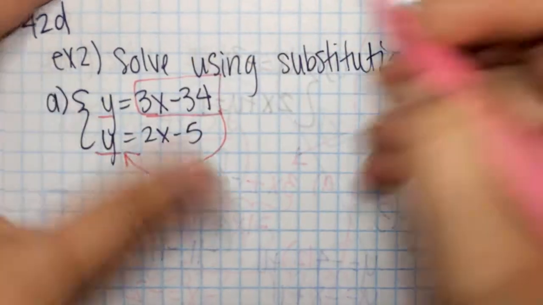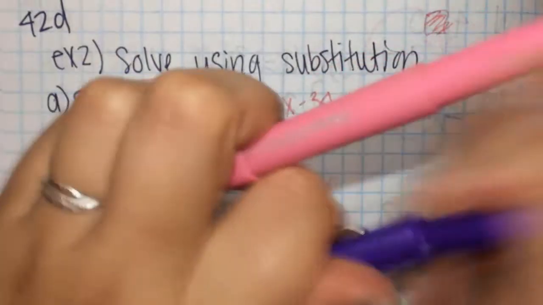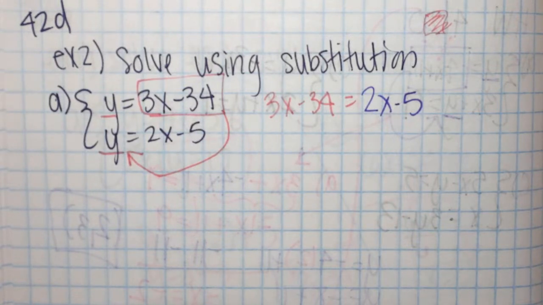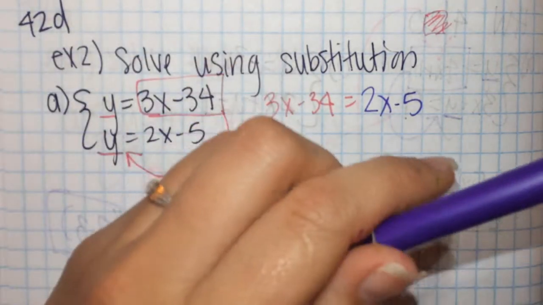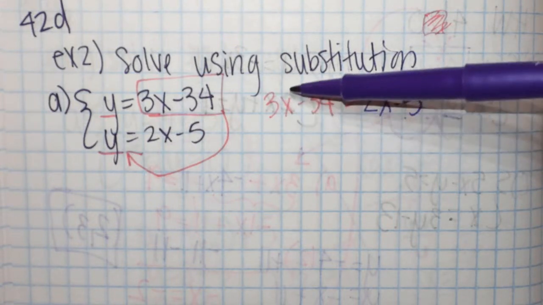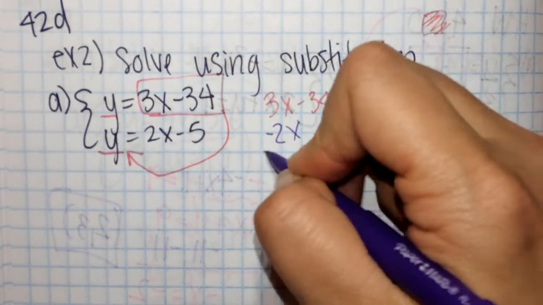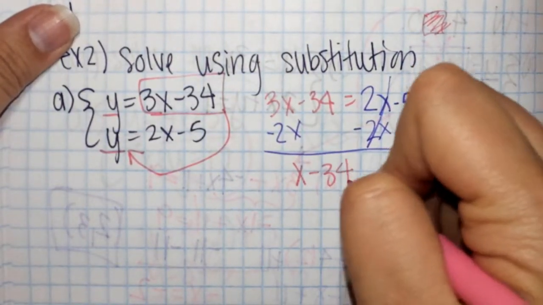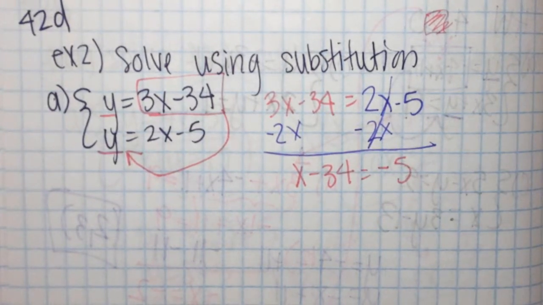Alright, let's take this and plug it in right here. So let's say 3x minus 34 equals 2x minus 5. So all we did was we took what y equaled, we plugged it in for y. Does everybody agree? Alright, now we need to move this 2x over here with the 3x. How would we move that 2x? Subtract it.